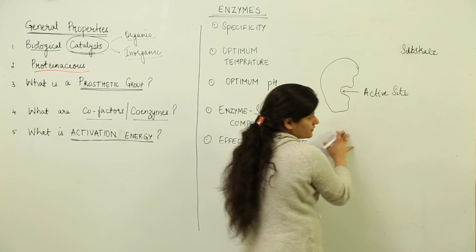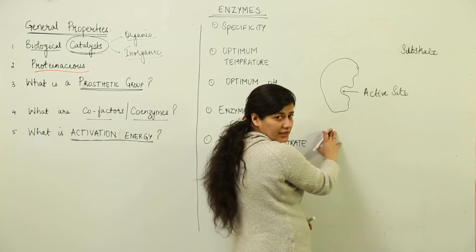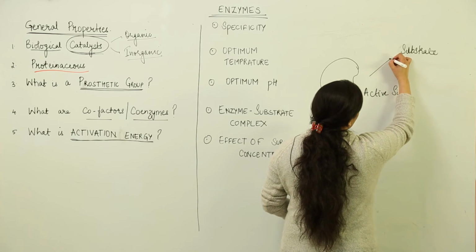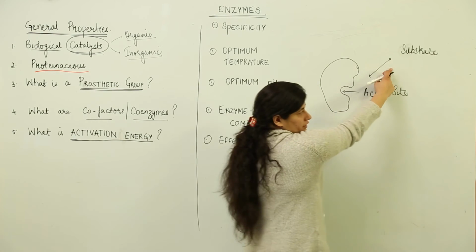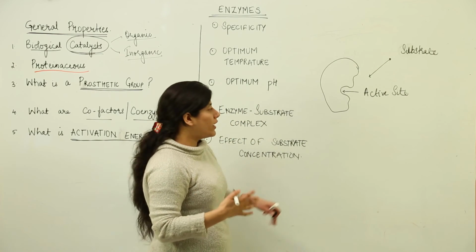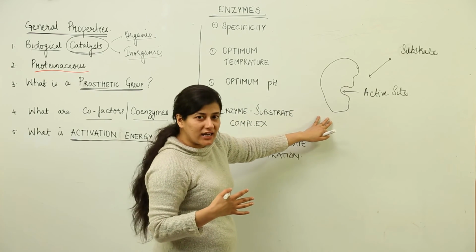Now there are many active sites in the enzyme. In an enzyme there are many active sites. Now it depends on the affinity of the active site towards the substrate, which decides how fast the reaction would be, or how well the enzyme would be able to catalyze the reaction.